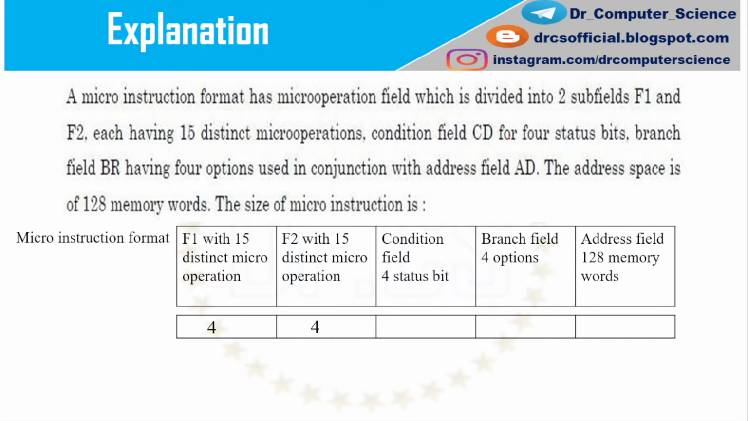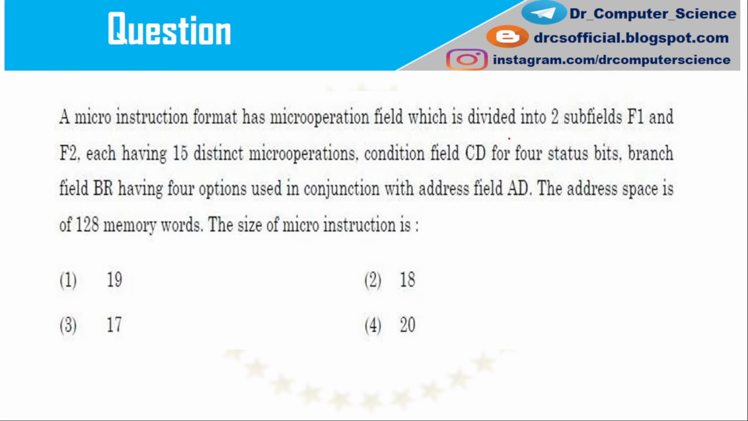To represent 4 status bits, we use 2 bits. Like in the branch field, we use 2 bits. To represent 128 memory words, we use 7 bits. So the total is 4 plus 4 plus 2 plus 2 plus 7 equals 19 bits. In this microinstruction, we use 19 bits. So the answer is 19.